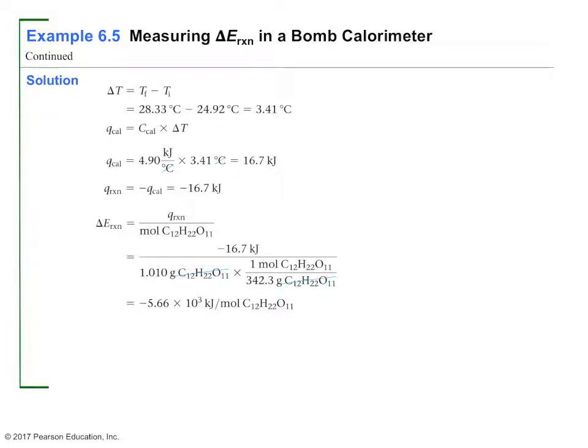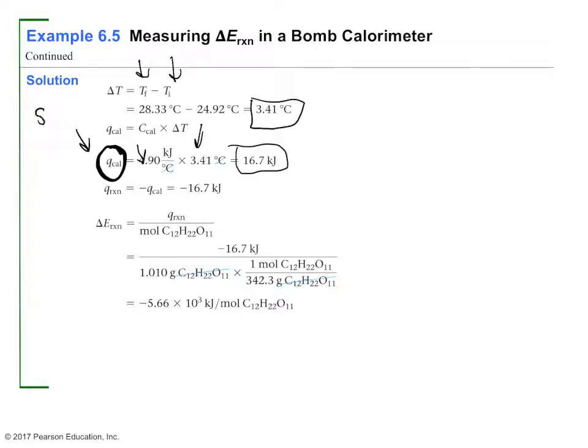Okay, so let's look at this work. So first we found the change in temperature. That's going to be 3.41 degrees Celsius. That's the final temperature minus the initial. Then we plug in our given heat capacity and the change in temperature, and that gives us 16.7 kilojoules. Okay, so that is the Q of the calorimeter.